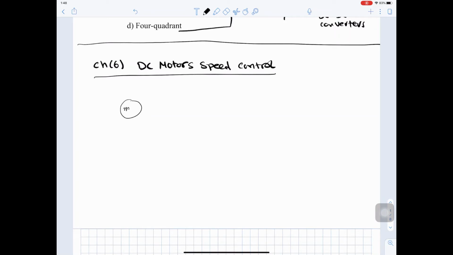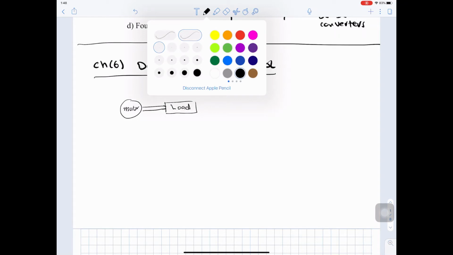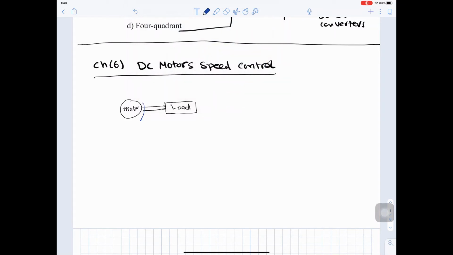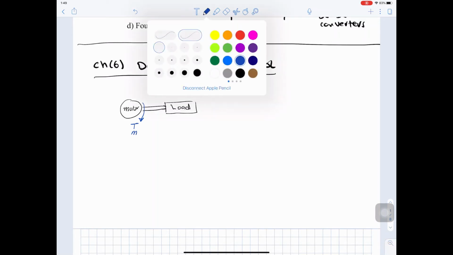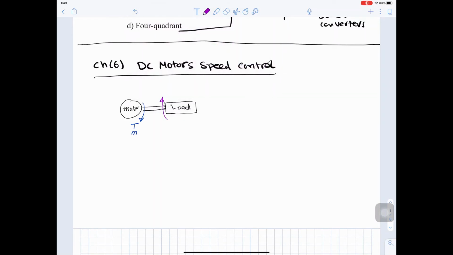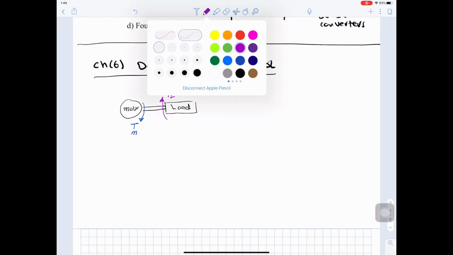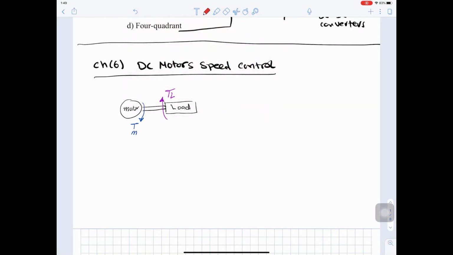So if you have a motor and this motor is coupled to a mechanical load, so you have a motor driving a mechanical load. The motor will output a torque, let's name it as T motor, and the load itself will have a reaction or T load, okay? If the load has no reaction, has no torque, you don't need a motor to drive it, okay? So it's logical to assume that there is torque coming from the load.